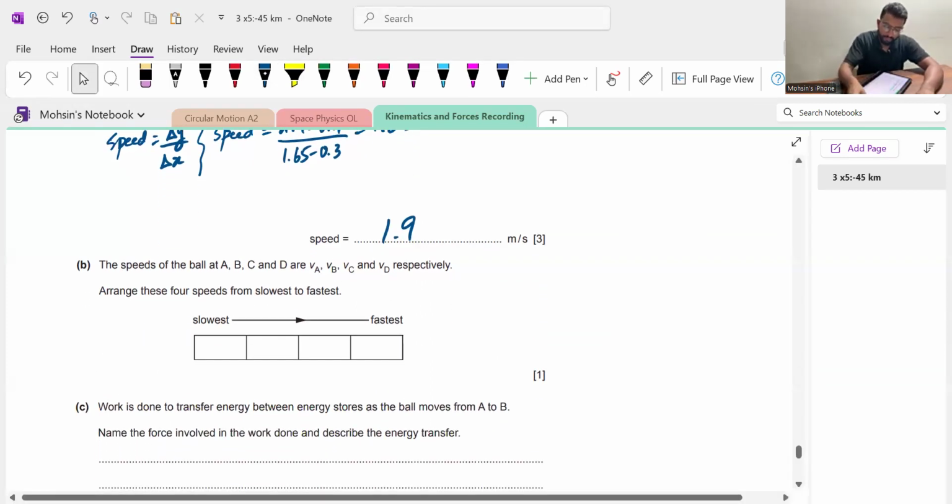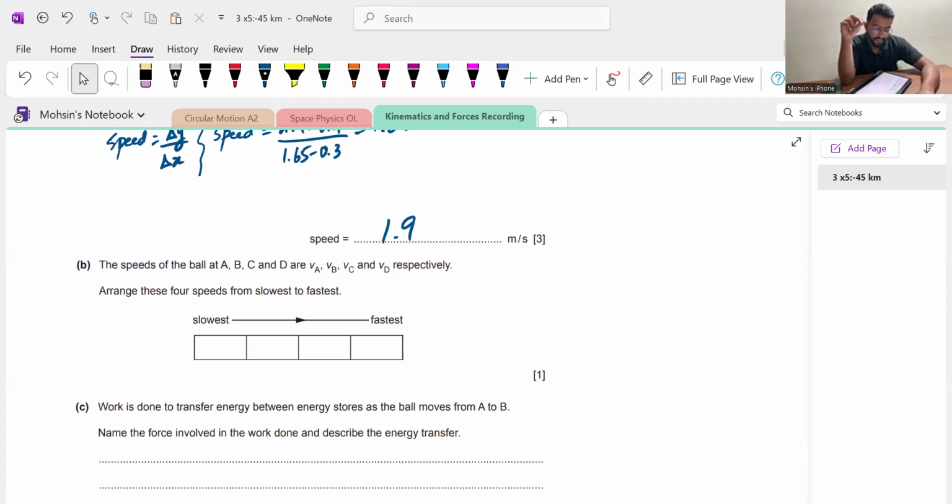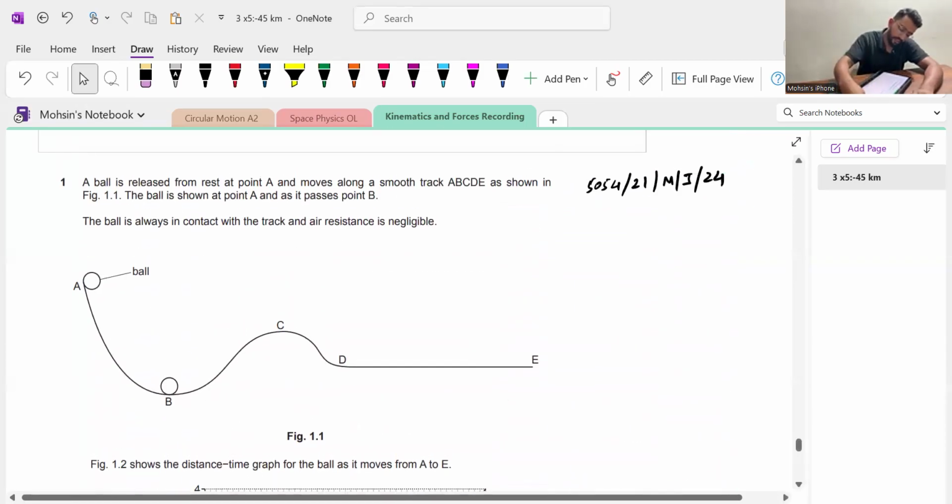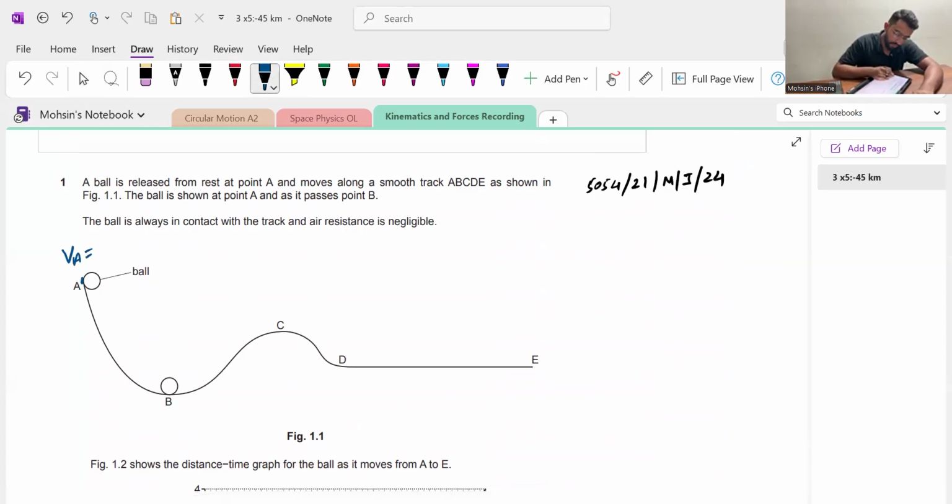Now, the speeds of the ball at A, B, C, and D are VA, VB, VC, and VD respectively. Arrange these four speeds from slowest to fastest. You can see here that at A, it is at rest. So at A, the speed is 0, so it is the slowest.